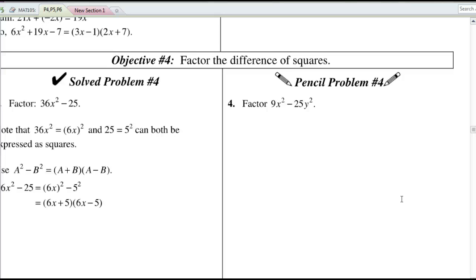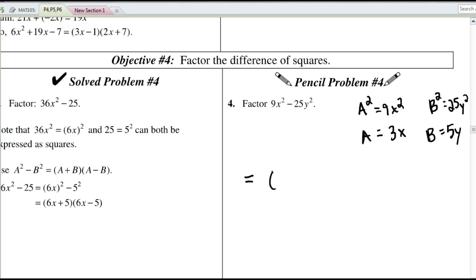Alright, factor 9x squared minus 25y squared. Well, as you can guess, this is going to be one of these a squared minus b squared ones, the difference of squares. So a squared is 9x squared, so that makes a equal to 3x. b squared looks like 25y squared, so that tells me that b is just 5y. So once you've got a and b figured out, this is a piece of cake. We just do 3x plus 5y times 3x minus 5y.